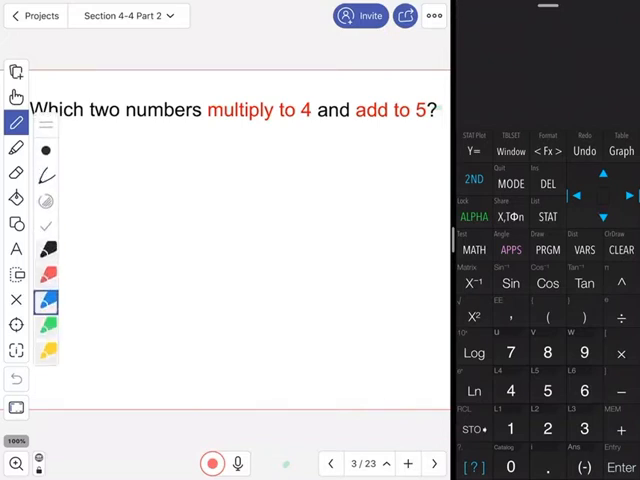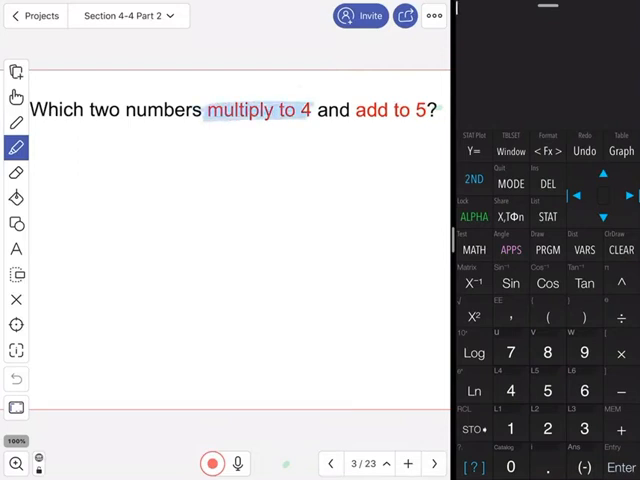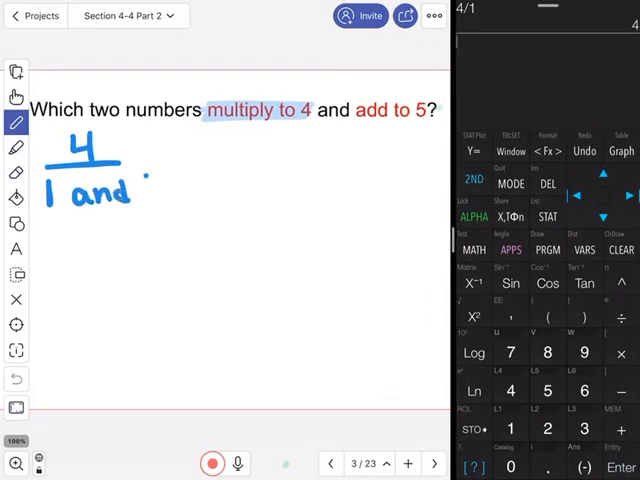So first, we are going to list all the numbers that multiply to 4, just like when we listed our factor pairs. So if I want to list which numbers multiply to 4, first thing I do is 4 divided by 1, which gives me 4. So I can list 1 and 4.